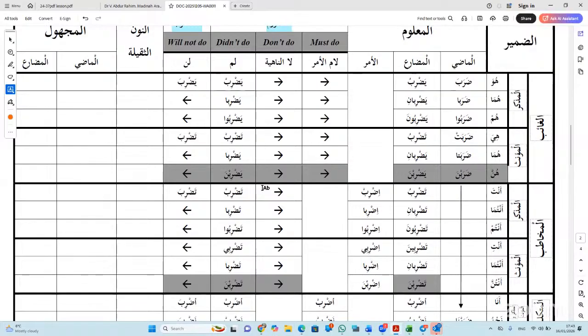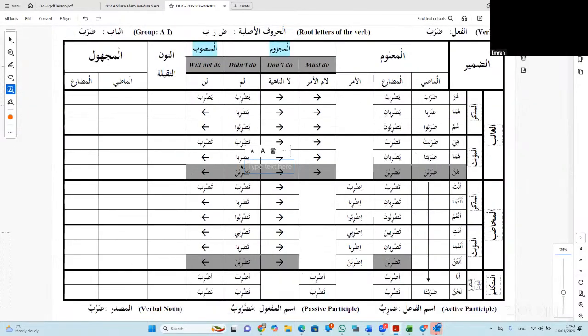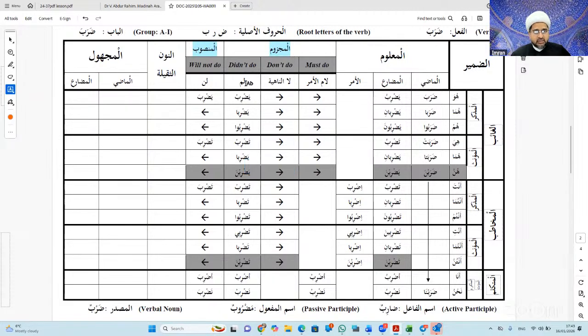So Sister Nazneen, lam changes the present tense to past tense and gives the meaning of negation itself. Now, the next one is majzum. So there are three different words. Inshallah, I'll cover that next session. La is also, whenever la comes, that only changes the meaning to negation, negative.